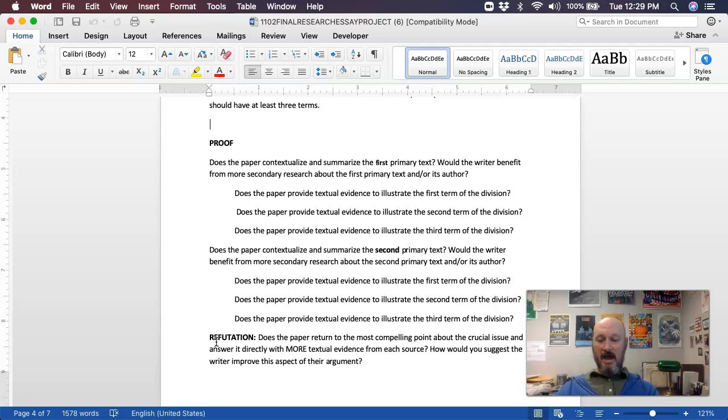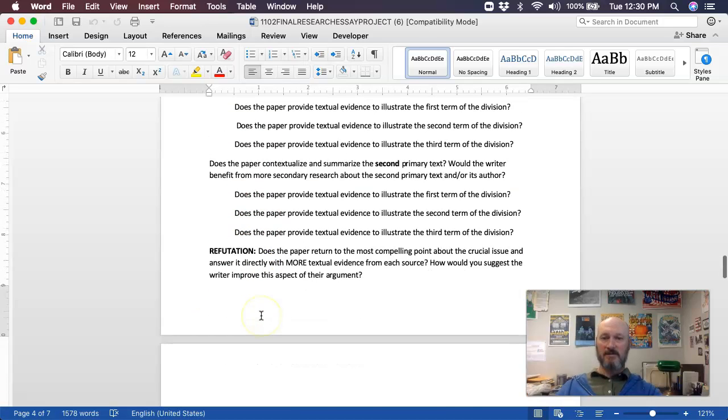Here's where you do need to have your book nearby, and if they're writing about, say, Ray Bradbury's story, you need to say, here's a scene that will demonstrate that first term. Here's a scene that'll demonstrate the second term. Here's a scene that'll demonstrate the third term. You're going to want to do this for each of the primary texts.